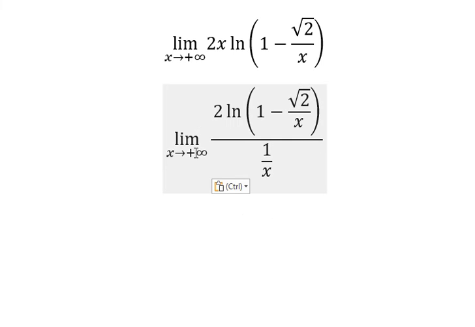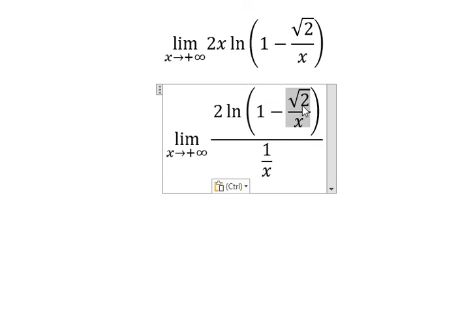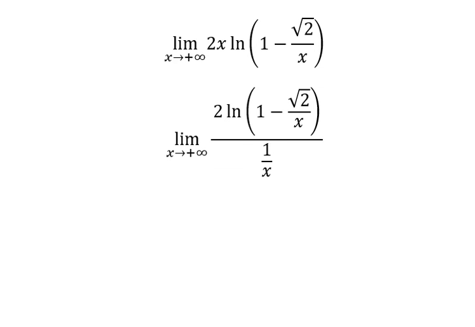When s approaches positive infinity, 1 divided by positive infinity, you got about 0. This one you got about 0. ln number 1, we have 0. So we have 0 over 0. So we can use about L'Hospital.